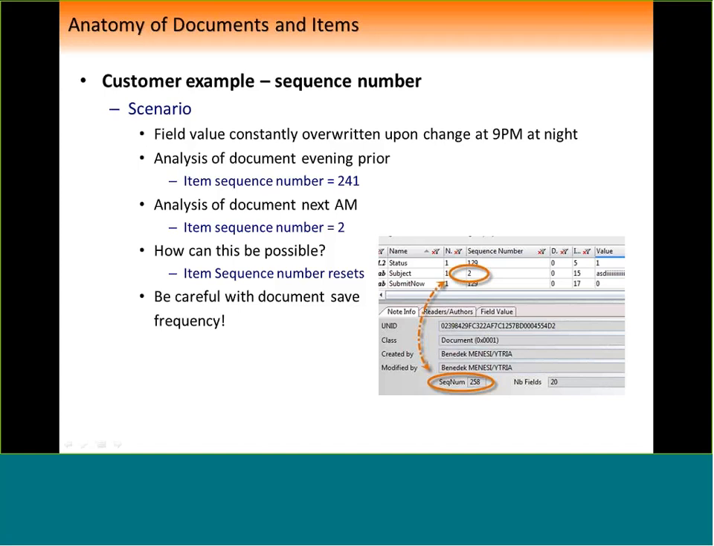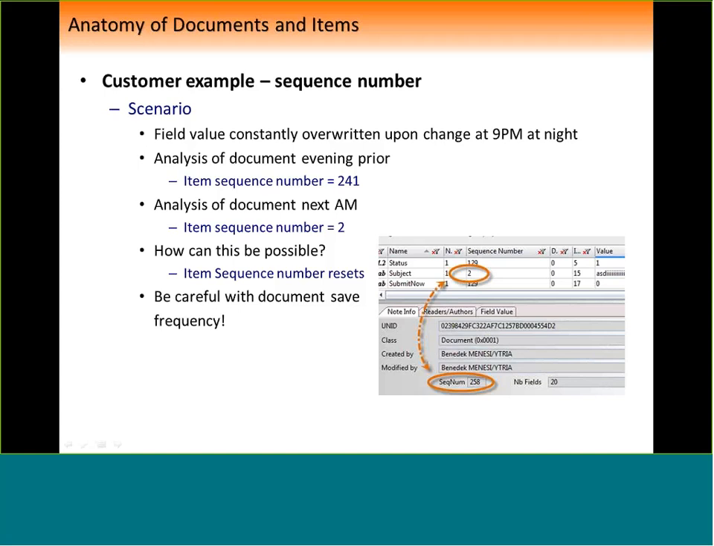But what was really interesting, when I started looking at it, I had the screen capture that the customer had sent me from the night prior, and the item sequence number was 241. But then I looked the next morning, and the item sequence number was 2. So I called Ben and said, hey, have you seen this before? This is really interesting. And so he actually did some testing, and I'll let him talk about the testing that he did, which is very, very interesting.